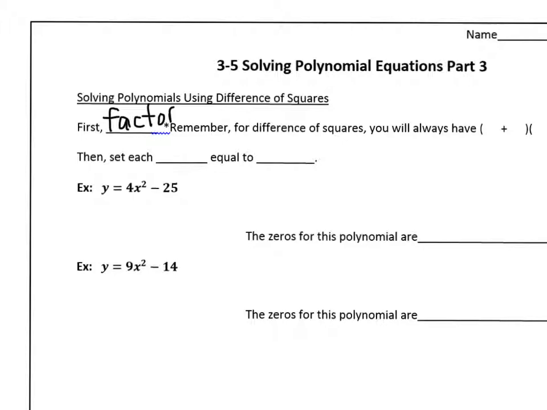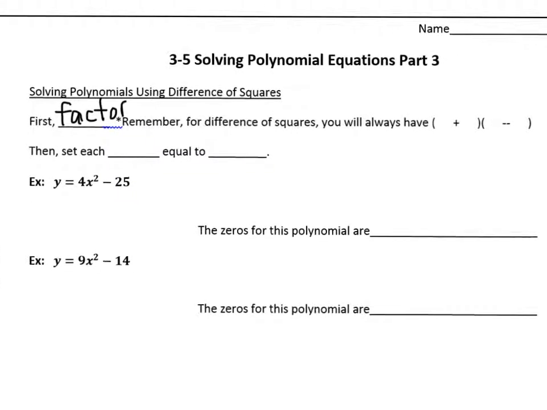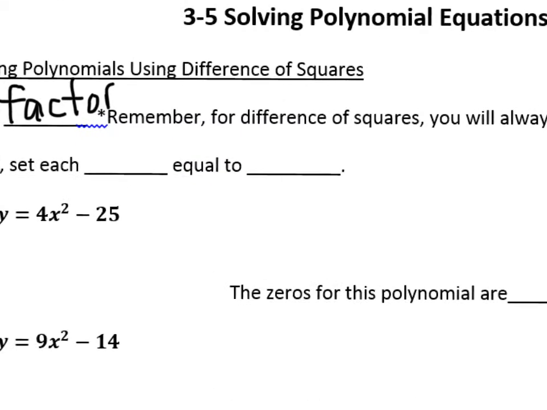But with the difference of squares, inside the parentheses, it's guaranteed that you will always have a plus and a minus, because the middle term cancels out, and that's the only way to make that happen. So once you've set up your parentheses, you set each factor equal to, and just like we've been doing, equal to 0.